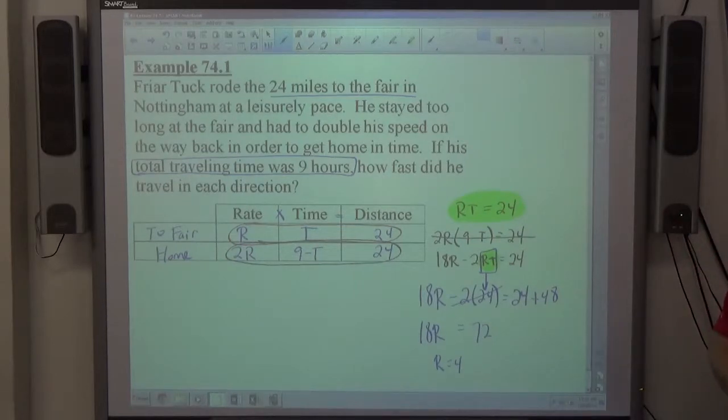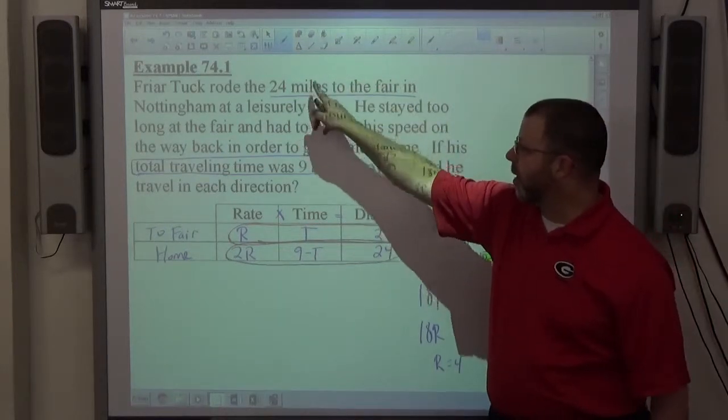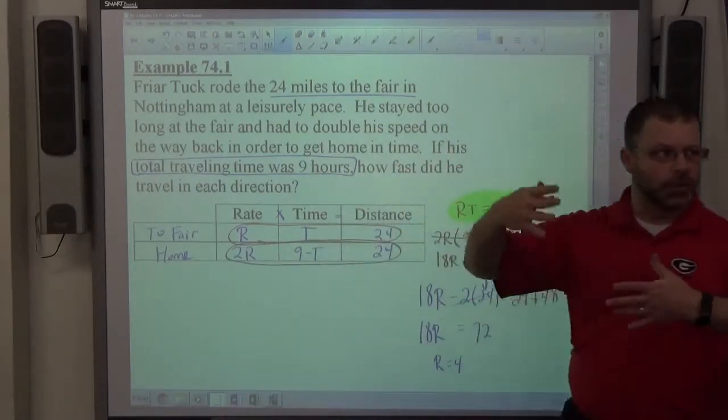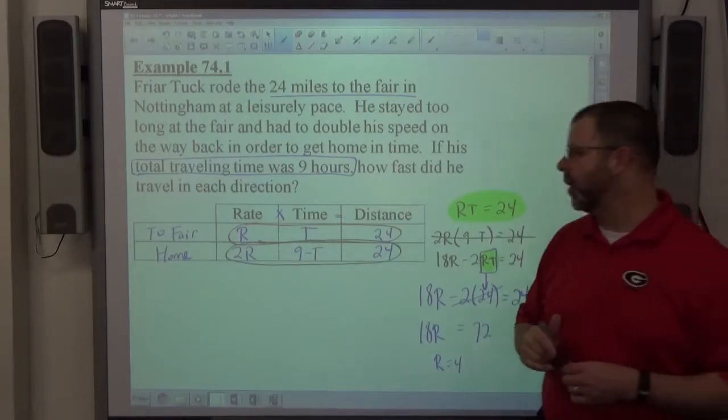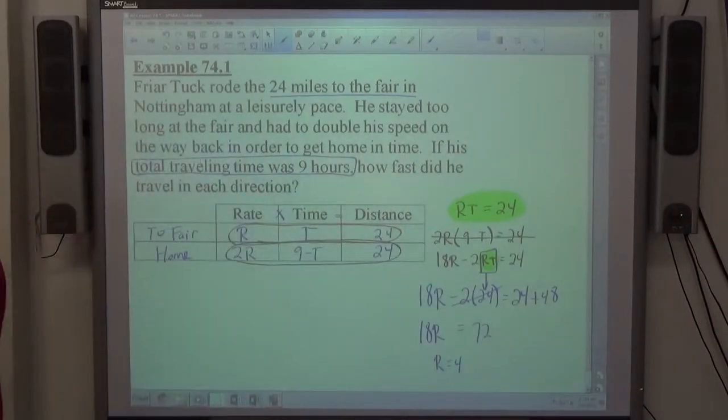What unit is that? Miles per hour. We know that because he rode 24 miles, time was 9 hours. The units in there are miles an hour, so miles per hour will be rates. Okay. Now, going back to my chart, there's 4 things here I don't know. It says, how fast did he travel in both directions? That's what it's asking us. It wants the speed going there, it wants the speed coming back.